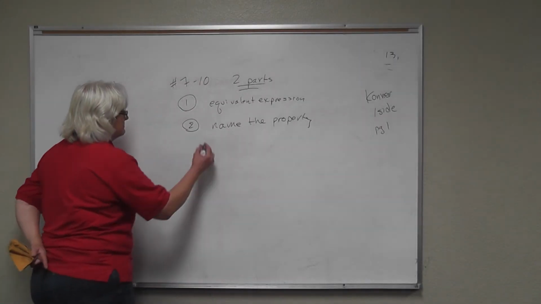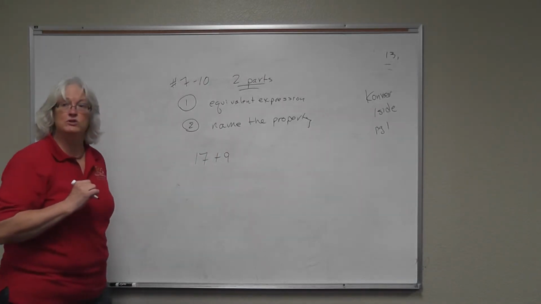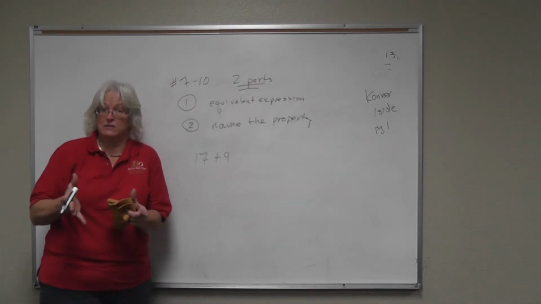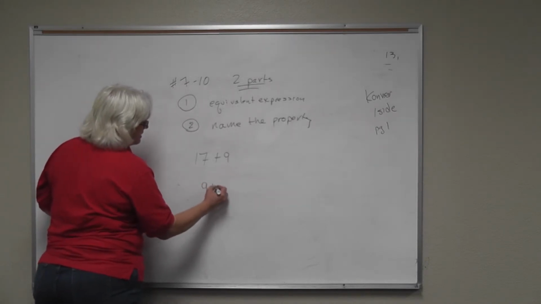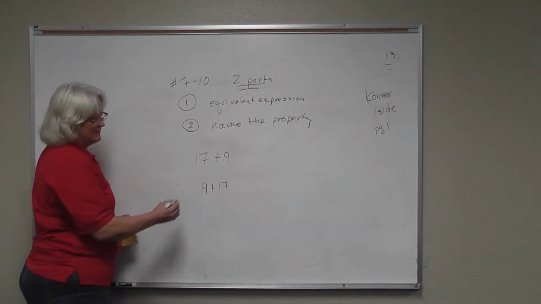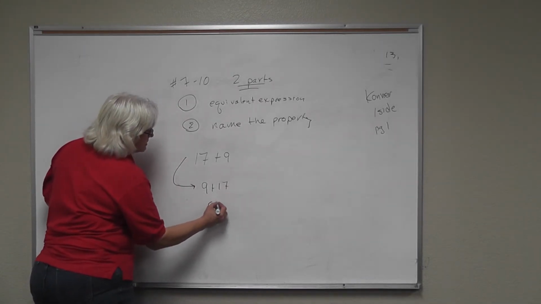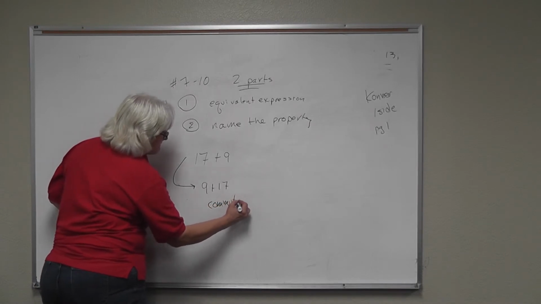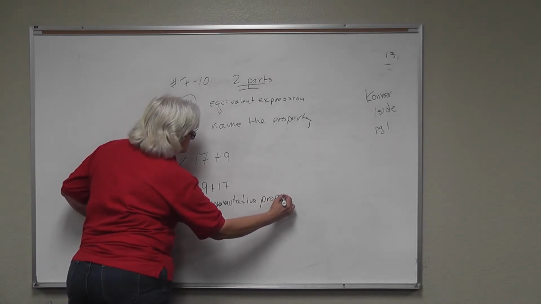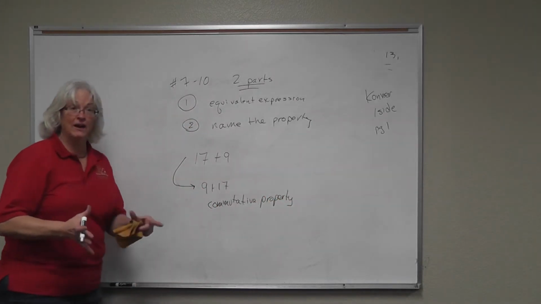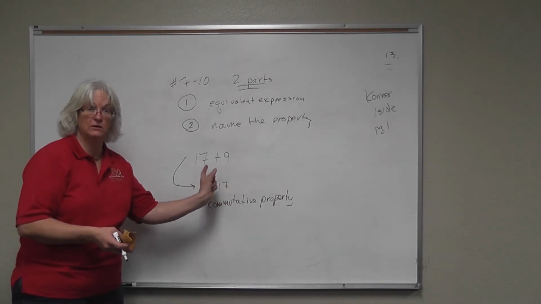So here's an example, 17 plus 9. And they want you to write an expression that means the same thing. Your answer here is going to be 9 plus 17. And that's because of the commutative property. Commutative property. And what we have with the commutative property, that says that the order that you add numbers in doesn't matter.